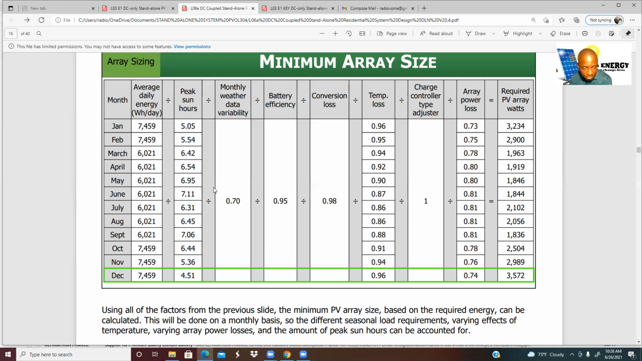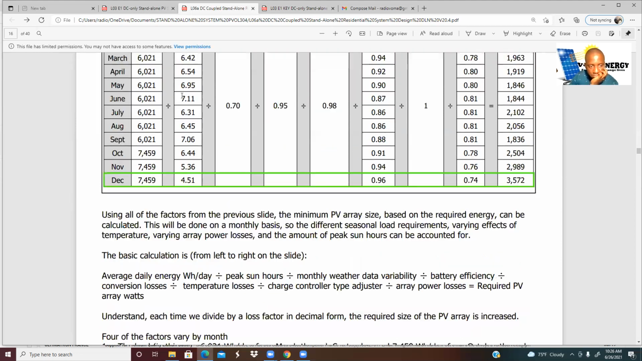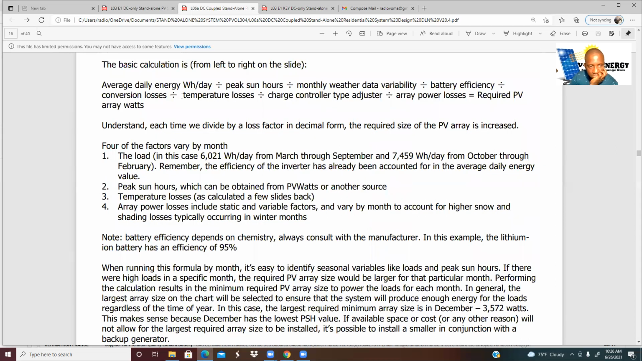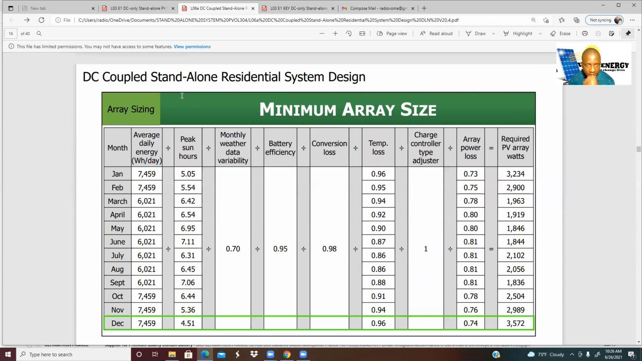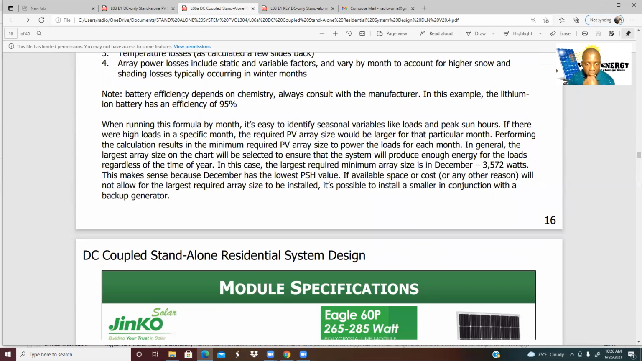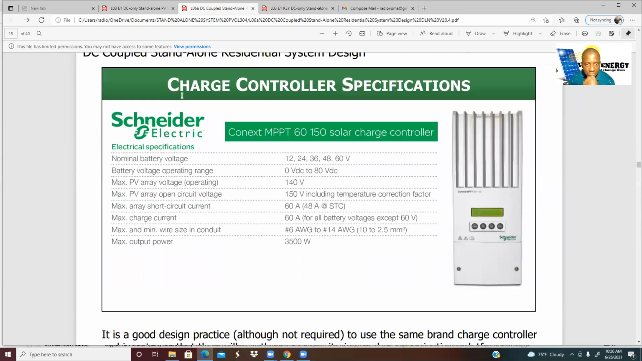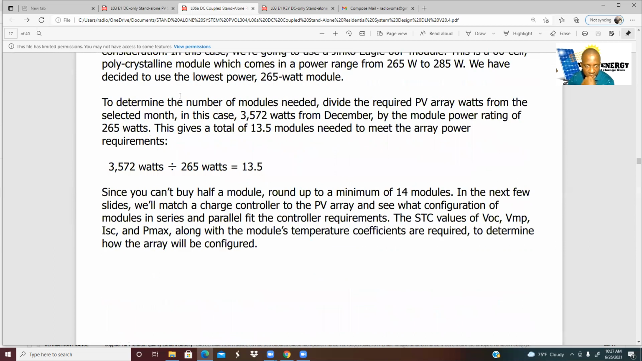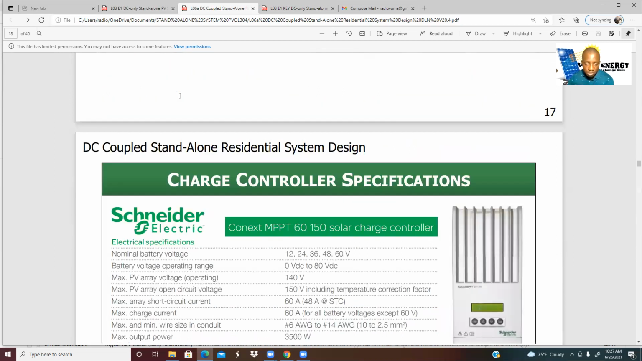So we have 3,575. That is the minimum array size. You run it up to 14. Okay.